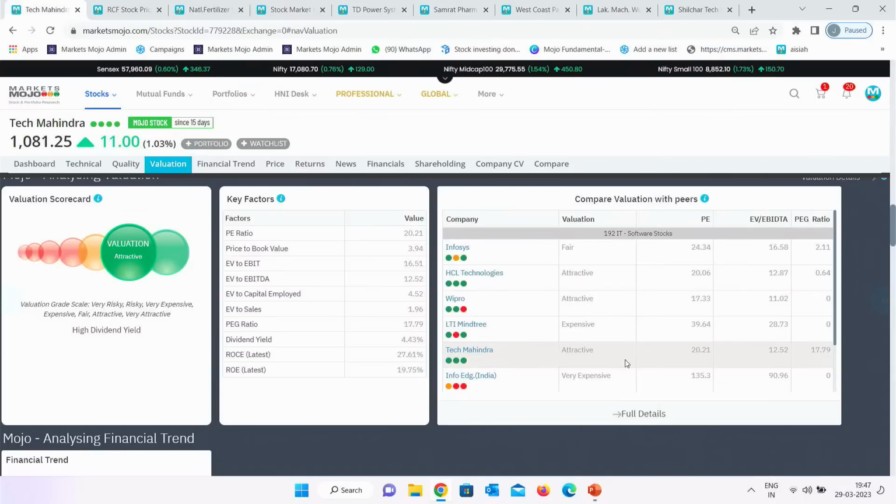But if you compare it with its peers, then it's an attractive stock. So don't look at one ratio of one company and compare it with anyone in the industry. Here you should look at the closest peers in the IT industry to get a better idea.